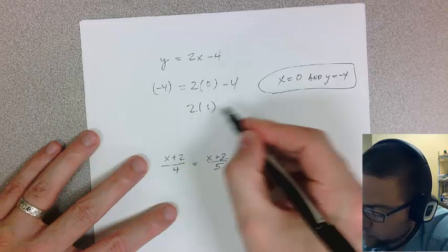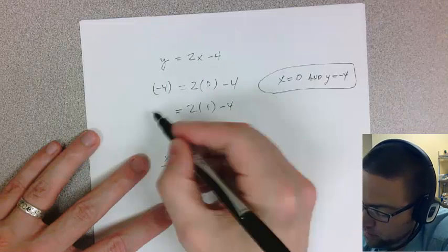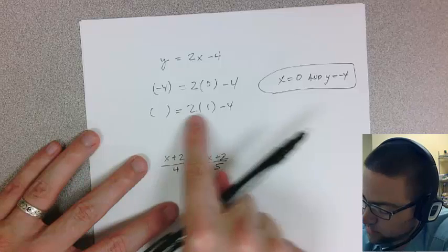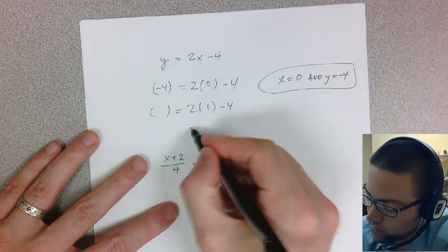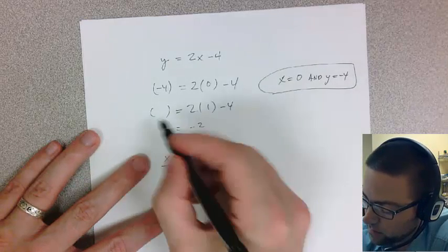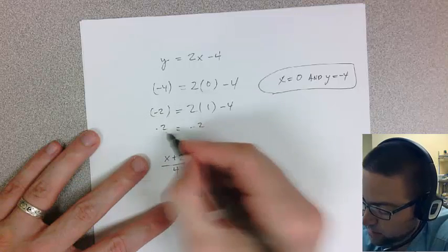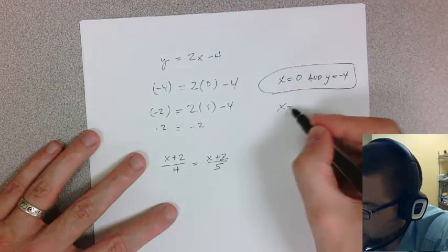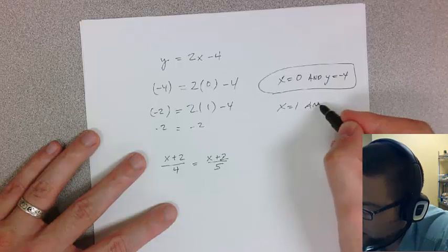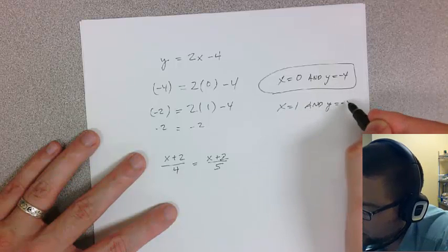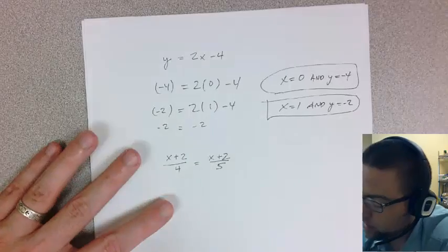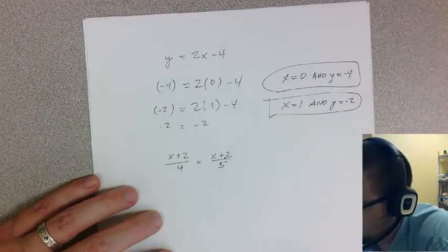What if it was 1? Then this could be, let's see, 2 minus 4 could be -2. And so this could be -2, right? So -2 equals -2. So this is another solution. x equals 1 and y is equal to -2. So that's another solution. So where are all the solutions, right?